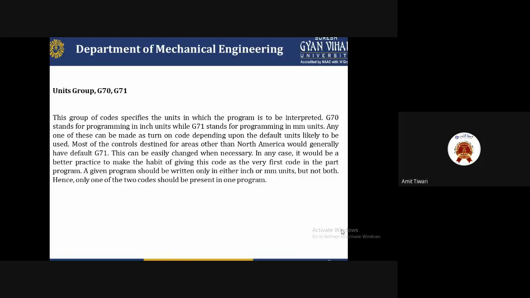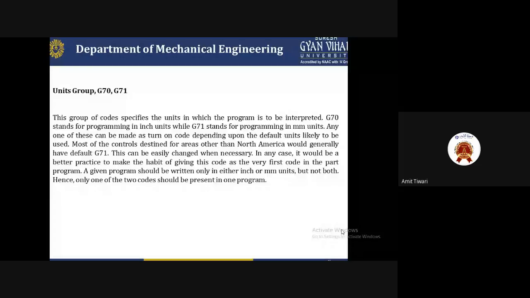Changing the unit is indicated by the codes G70 for inches and G71 for mm. So what type of units are we using? Generally, in the North American default, we are using G71 by default, because generally all the engineering applications and engineering work happen in mm. So G71 is the most used type of code in machines in the present condition.